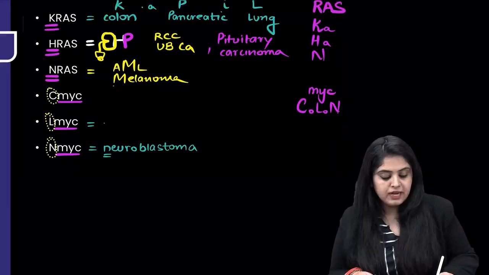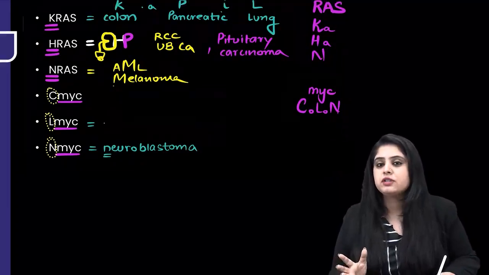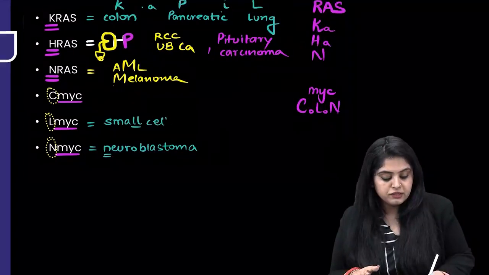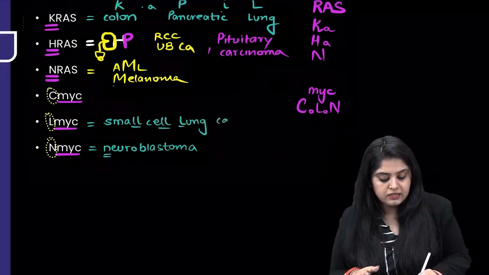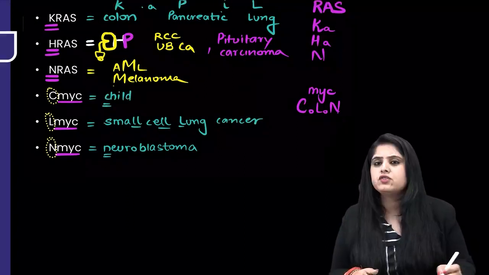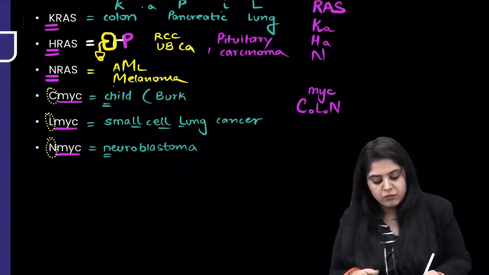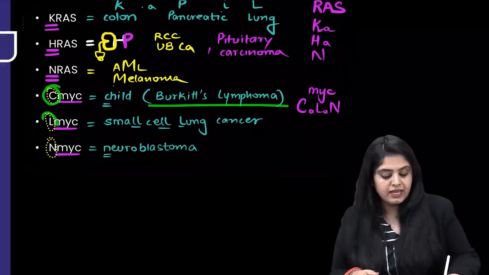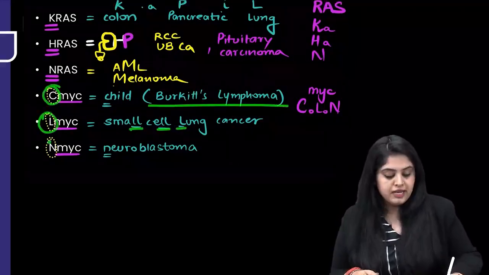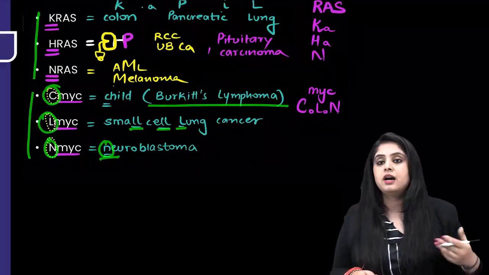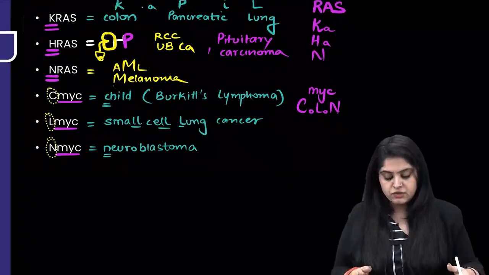Where is L? L for L, right? L-MYC mutation, amplification, lung cancer. Which lung cancer? With lots of L's. Small cell lung cancer. And finally, C-MYC. C-MYC is the childhood lymphoma. C for C. Childhood lymphoma is what? Bachcha lymphoma, Burkitt's lymphoma. Remember C for child. So Burkitt's lymphoma. L for small cell lung cancer. And N-MYC is for N, that is neuroblastoma. So MYC is also done. And rasta kahan hai, so KRAS, HRAS, NRAS is also done.